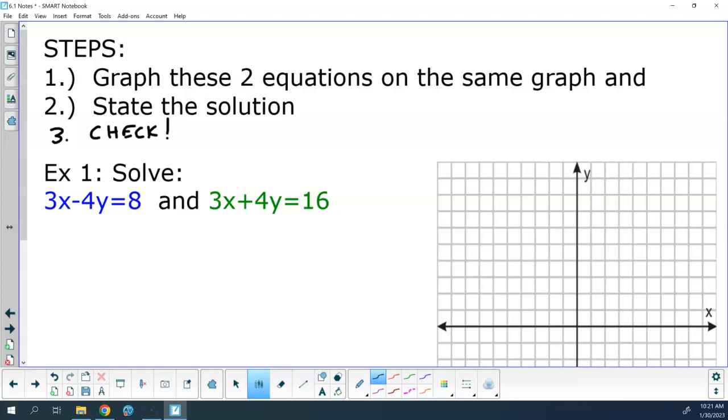So, let's start. We'll do the blue line first. 3x minus 4y equals 8. How do we want to graph that one? We've got 3 methods. We had y equals mx plus b, we had t-chart, and we had intercepts. Intercepts? The downfall with intercepts is if I find the y-intercept, I plug in 0 for x, right? Which is doable. Plug in 0 for x, negative 4y equals 8, y equals negative 2.